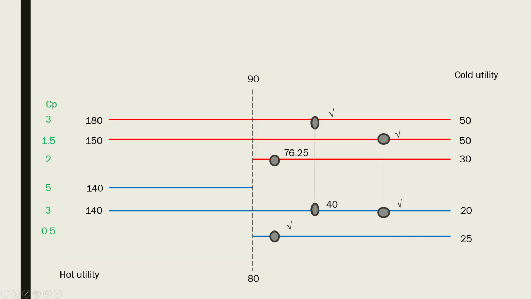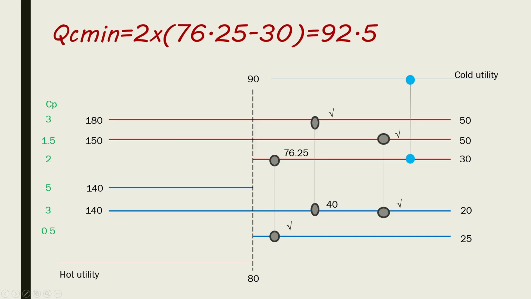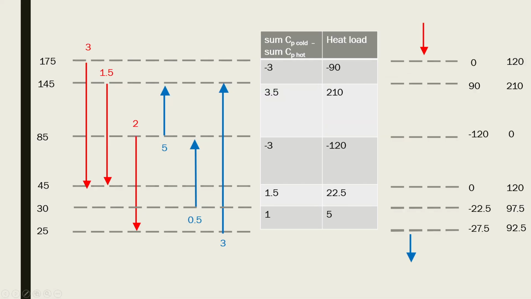And now, only one hot stream did not reach the final temperature needed, which is the third stream. So we are going to use the cold utility to reach this temperature. And we're going to call this the minimum cooling utility. QC minimum is going to be 2 multiplied by 76.25 minus 30, which gives us 92.5 kilowatts. Again, this is consistent with the first value that we have calculated in the tabulated method.